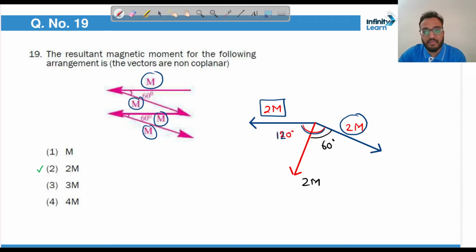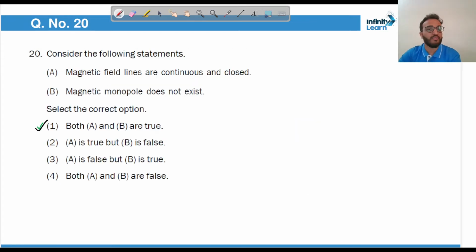And again the same concept. Whenever you are adding two vectors of equal magnitudes at 120 degrees, the resultant is also a vector of the same magnitude, that is 2m only, at the angle bisector, that means at 60 degrees. So answer is 2m. This is a question of vector addition only.